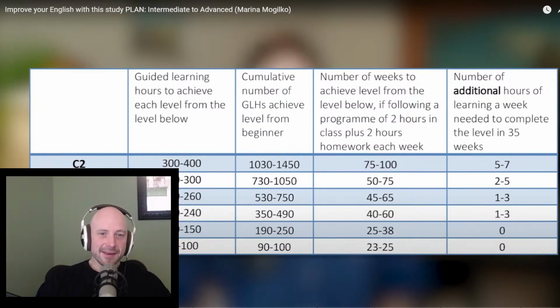And then the idea is that you are also actively doing things outside of class. But there's lots of questions about that. Like, is there a difference between one-to-one and group classes? Like when we say guided learning, this chart doesn't differentiate. So it'll just say like 300 to 400. That's to get from C1 to C2, they say, 400 hours of lessons.